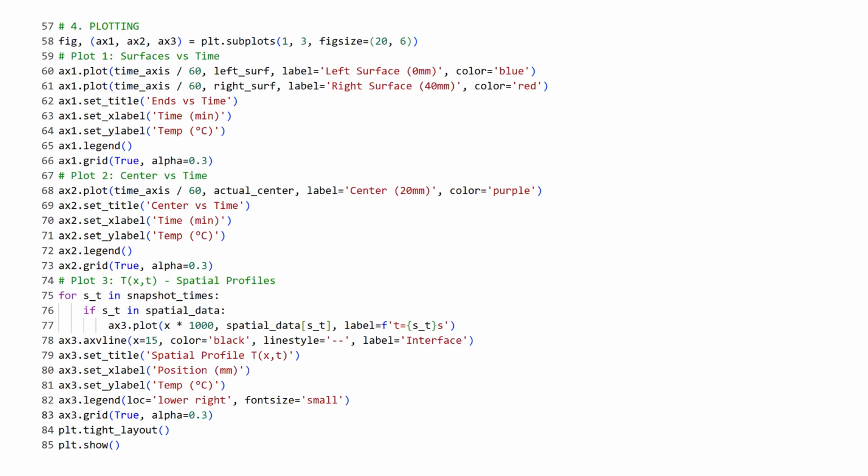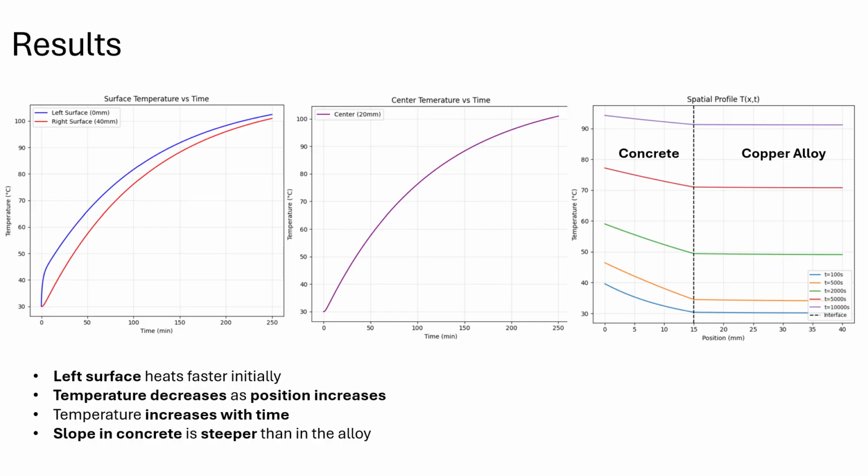This is the script that I used to plot. For the first graph, the left surface temperature spikes immediately because it is the only part of the wall exposed to the hot ambient air, while the right surface does not increase in temperature until later when the heat has traveled through the entire thickness of the concrete and the alloy.